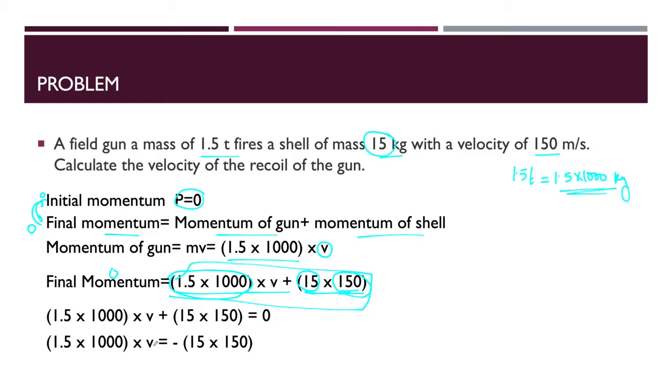So the value of V will be minus 1.5 meter per second. Why is it minus? Because if the bullet is going this way, automatically the gun will come this way. So that's why it is negative, because it is showing the backward direction. And what will be the velocity? The velocity will be 1.5 meter per second for the gun. Okay, so this is the mathematical calculation.